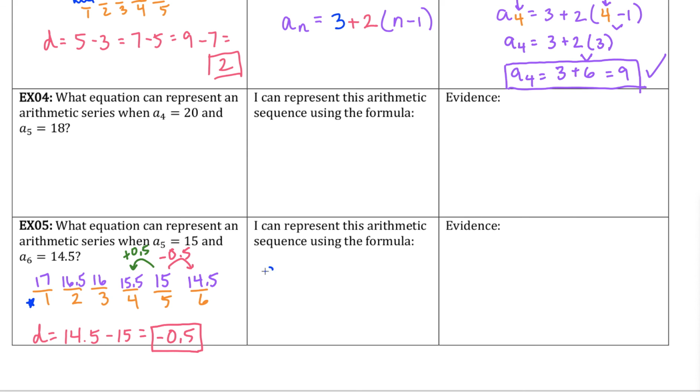Okay, so this is my first term, remember? So I start off with a sub n equals my first term, which is 17. I subtract 0.5, and I multiply that by n minus 1. Cool. So I'm going to show evidence that this is correct. A sub n equals 17 minus 0.5 times n minus 1.